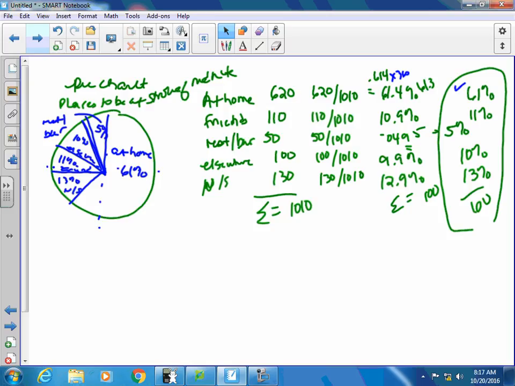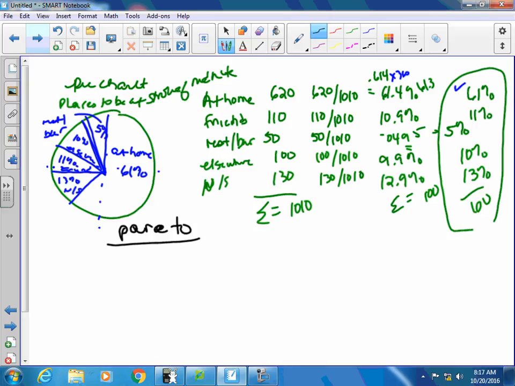Okay, let's now flip this around and make this a Pareto graph. Let's make it a Pareto. What do we know about a Pareto graph? It's in order from highest to lowest. Is it a line or a bar? A bar. Do the bars touch? Nope. The bars have gaps.